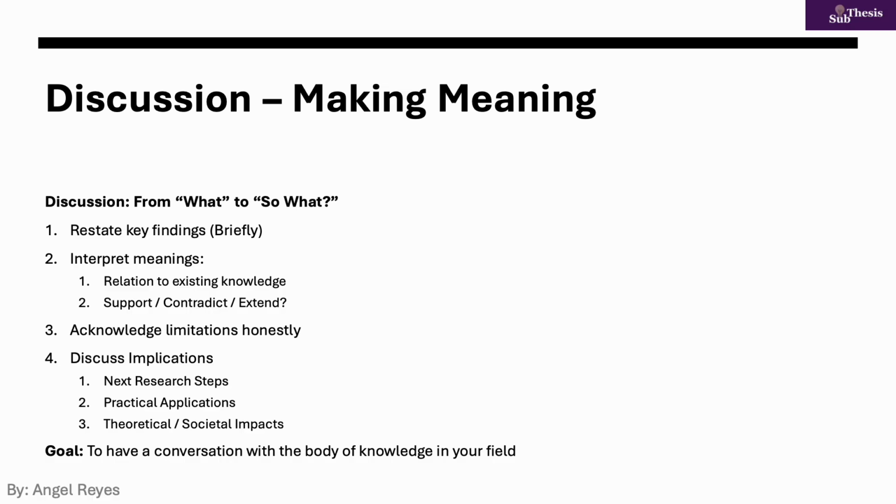How do they relate to existing knowledge? Do they support, contradict, or extend current understanding? Address limitations honestly. Every study has them, and acknowledging them shows scientific maturity. But don't just list problems. Explain how they affect interpretation and what future research could address them.